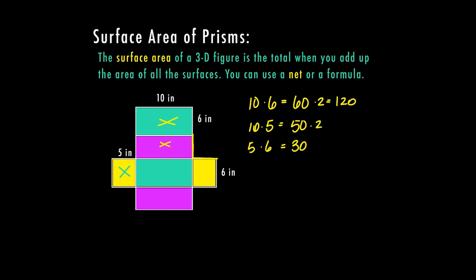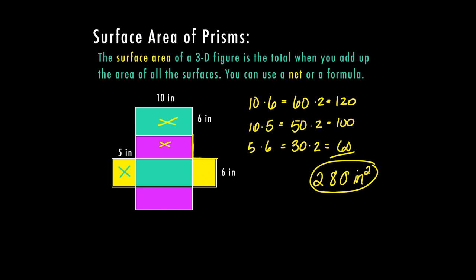The 50 will be times 2, which is 100. And then 30 times 2 is 60. So now I can add these up and I get 280. This is going to be inches squared because we're just finding the area. This is the total surface area. So this is how much space is on the outside of the box.